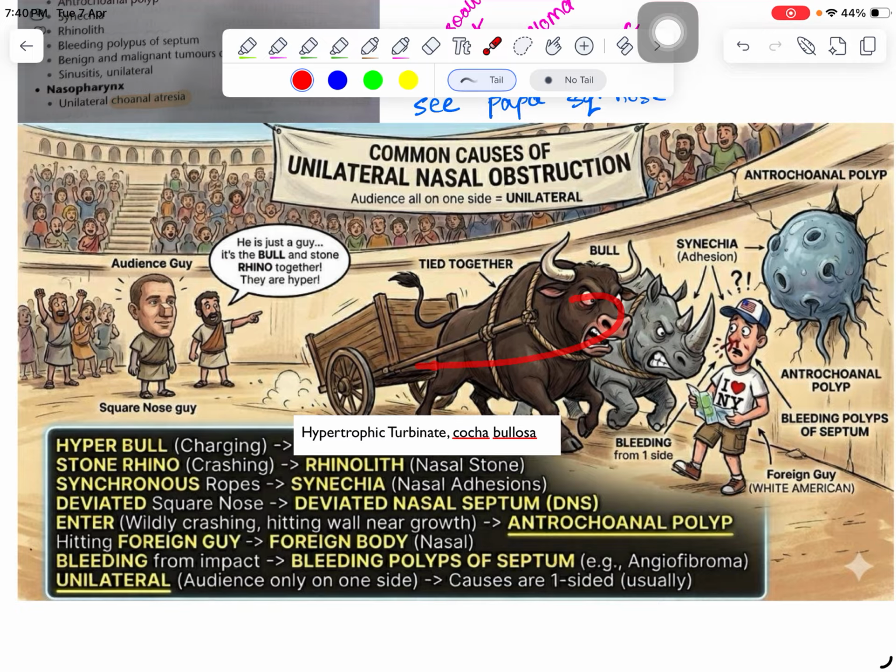So instead of attacking this guy, they deviated and attacked the foreign guy. So from deviation you can remember deviated nasal septum. Because of deviation they entered a different foreign guy. Entry means enteroconal polyp. Hitting the foreign guy means foreign body. He started bleeding means bleeding polyp of septum, that is angiofibroma. Because of angiofibroma, these are the unilateral nasal obstruction causes.